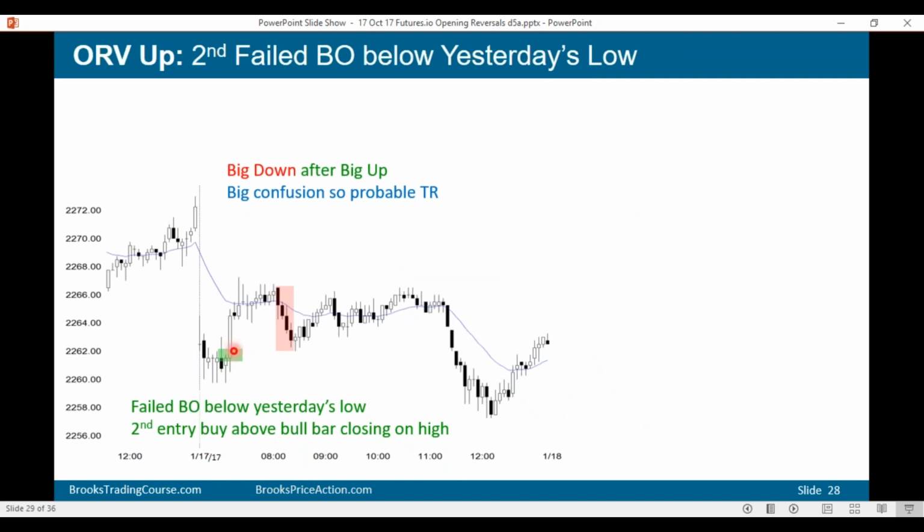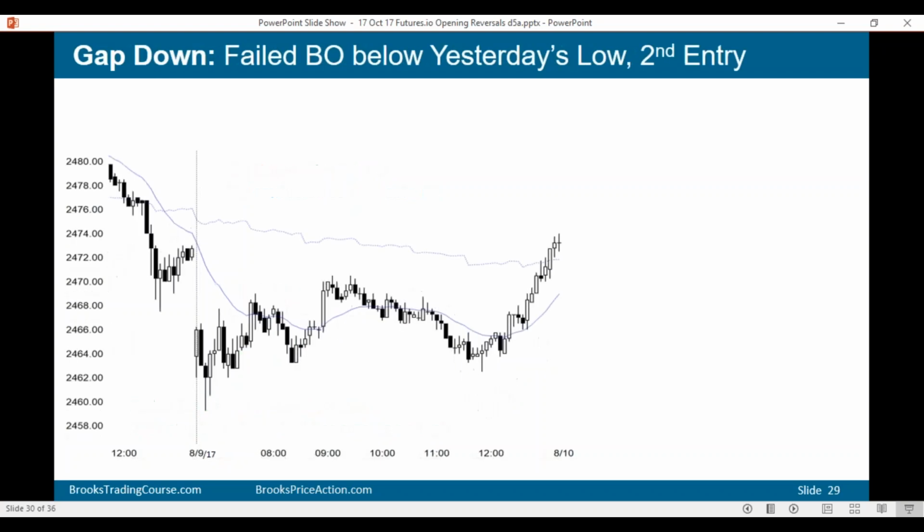Big up, big down, big confusion. Market's probably going to go sideways for 10 or 20 bars, maybe the rest of the day. Yesterday's low, reversed up, and a second reversal up.